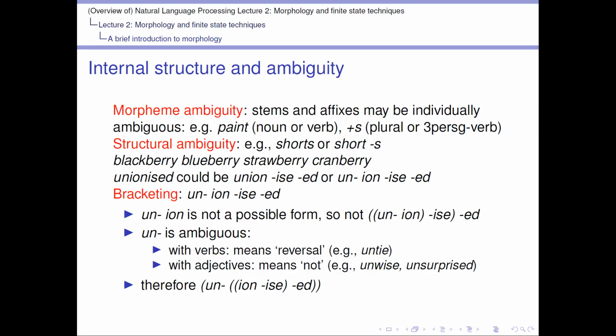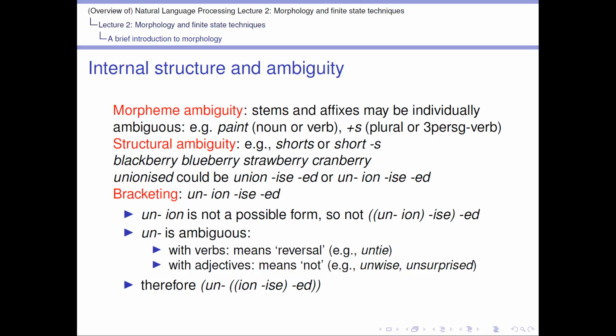So with a verb, un means to do the reverse. So if we tie, we can untie. But with adjectives, it means that it's not. So unwise and unsurprised. So here, because we've got a verb, we need to have the un put in front of the whole thing. So we've actually got a bracketed, nested structure for this particular derivation or morphology.